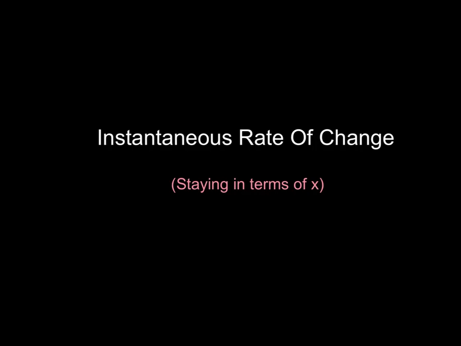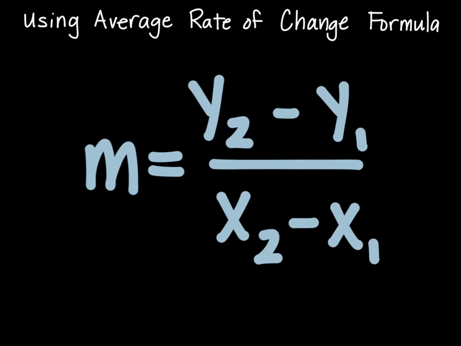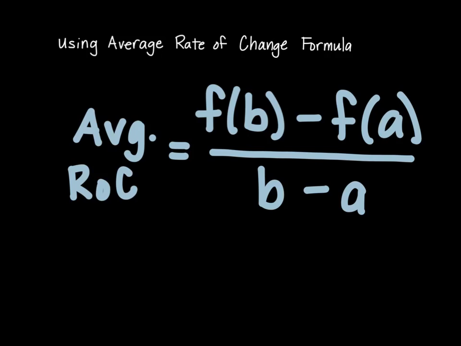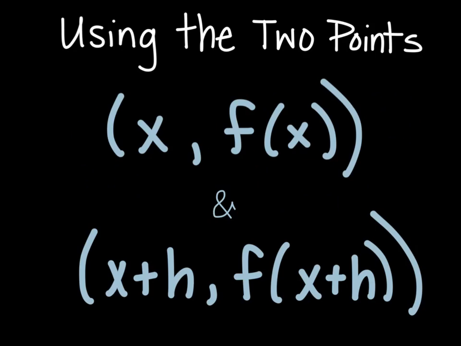Hey everyone, we're going to look at an example of finding instantaneous rate of change while staying in terms of x. We already have an average rate of change formula from Algebra 1 using 2 points. I've adjusted this formula so that it reflects function notation. And this is the formula that we're going to use for instantaneous rate of change.